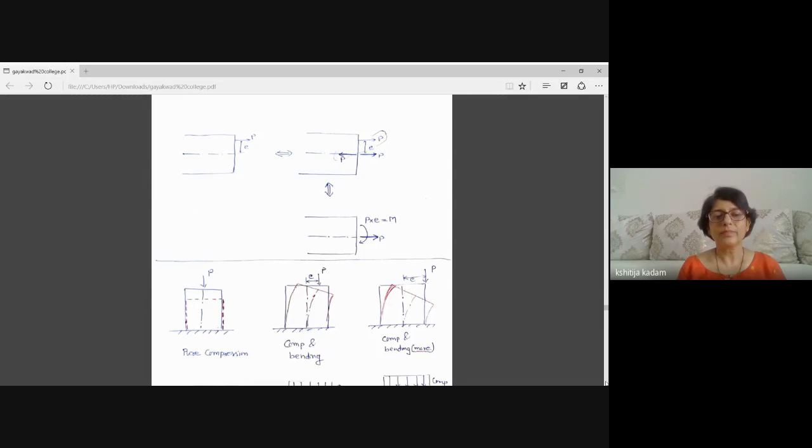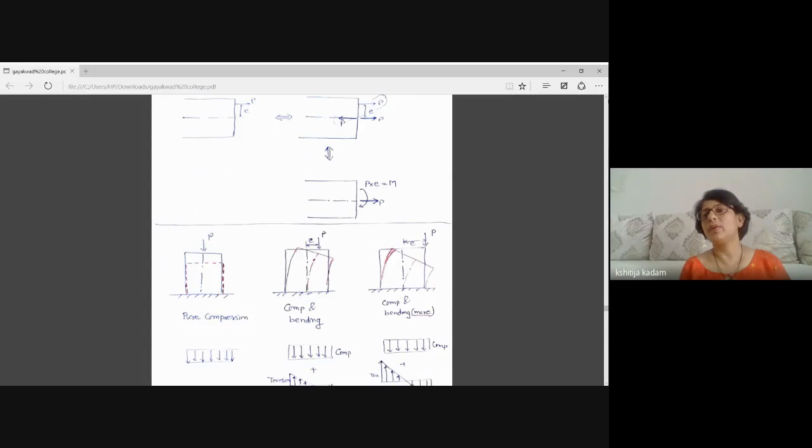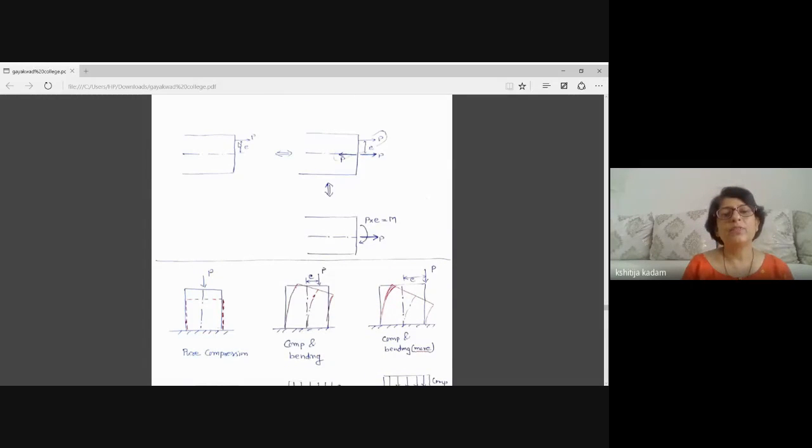What is the concept? You have already studied in engineering mechanics that if there is some force P, I can replace it with the same value of force in the same direction, but at some other point, not on the same line of action, along with some moment. How can we do this? This is the applied force P and it is at some eccentricity from the neutral axis.